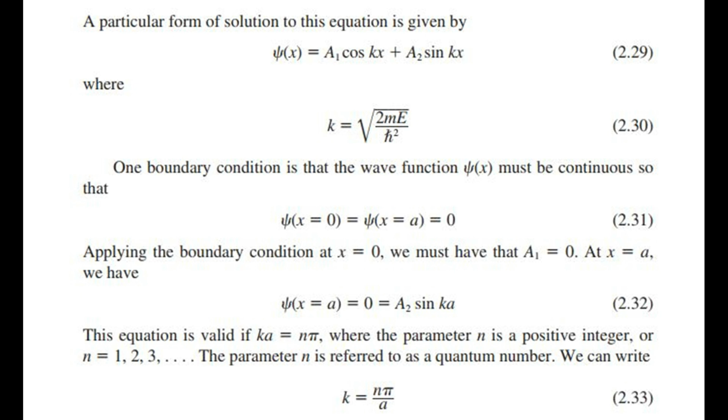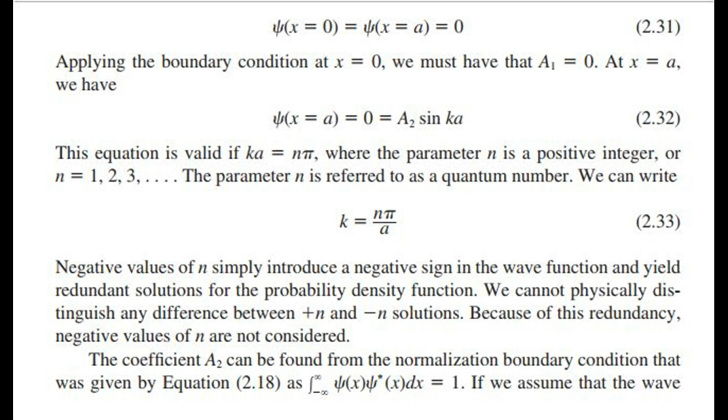At x = a, we have the boundary condition. This equation is valid if Ka = nπ, where the parameter n is a positive integer, or n = 1, 2, 3, and so on. The parameter n is referred to as a quantum number. We can write negative values of n, but this simply introduces a negative sign in the wave function and yields redundant solutions for the probability density function. We cannot physically distinguish any difference between n and negative n solutions. Because of this redundancy, negative values of n are not considered.